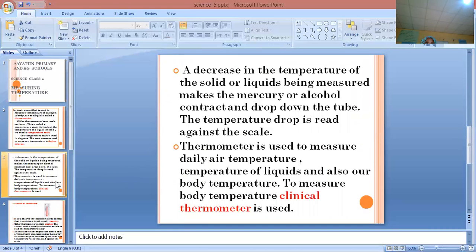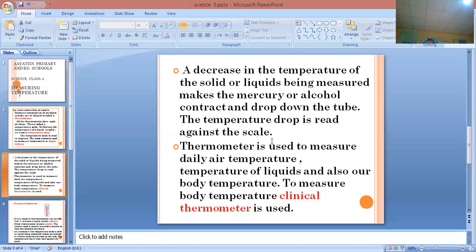A decrease in the temperature of a solid or a liquid being measured makes the mercury or alcohol contract and drop down the tube. The temperature drop is read against the scale. When the temperature is high, the mercury increases and goes up, then you read the temperature through the scale.